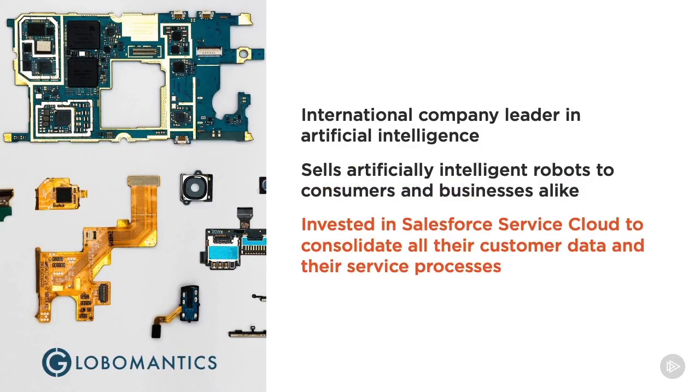Both of these products are extremely successful, and Globomantics had to quickly scale their service operations globally. Because of that, each location and department had to purchase software independently from corporate approval, which created a lot of shadow IT. Now, shadow IT is software that is used outside of managerial and governing bodies' awareness in a company. They purchased Salesforce Service Cloud to consolidate all of their customer data and service processes in one single software, and finally put an end to shadow IT.